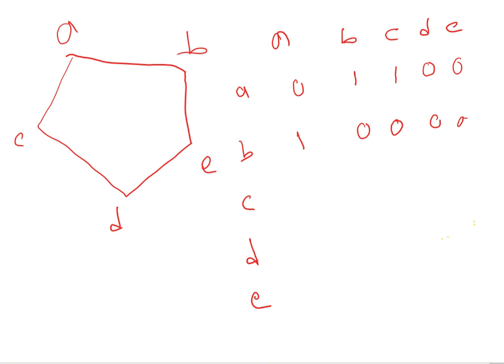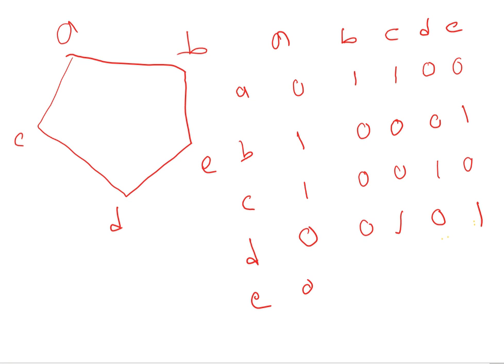C to A, 1. C to B, 0. C to C, 1. C to D, 0. Is it correct? D to A, yes. D to B, 0. D to C, 0. D to D, 0. D to E, 1.